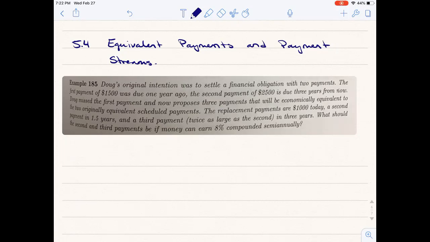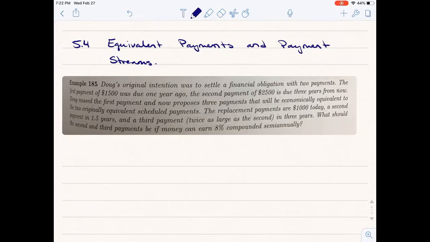So we've already seen problems like this, right? Just not with compound interest. What should the second and third payments be if money can earn 8% compounded semi-annually? Okay. When we have these kind of big wordy questions, we definitely want to make a timeline to map out everything that we have, what we need to solve for, how we're going to get there.